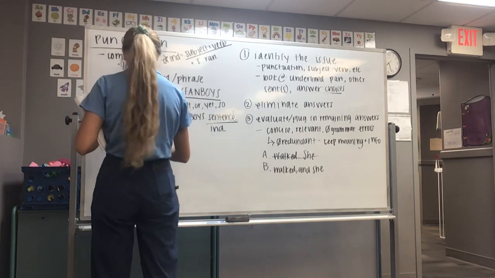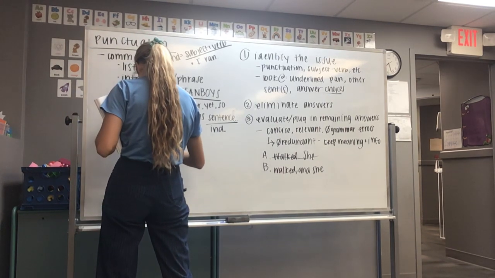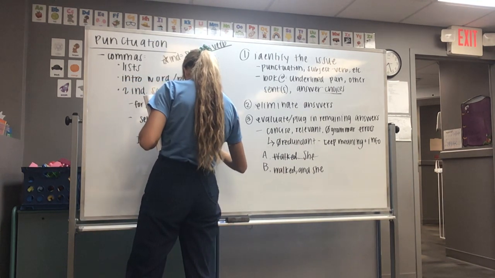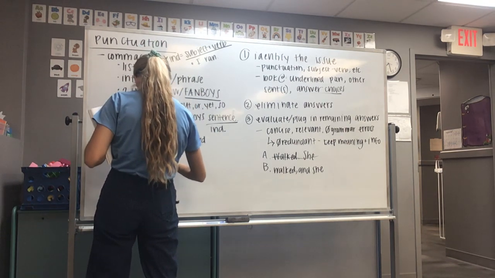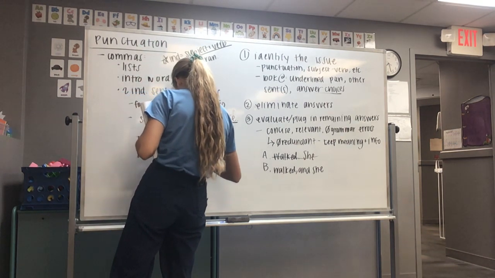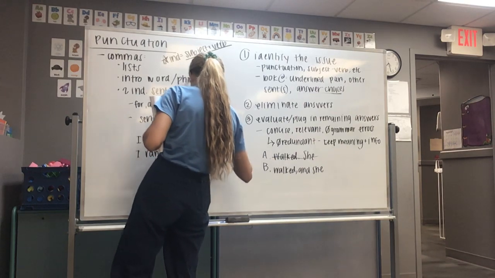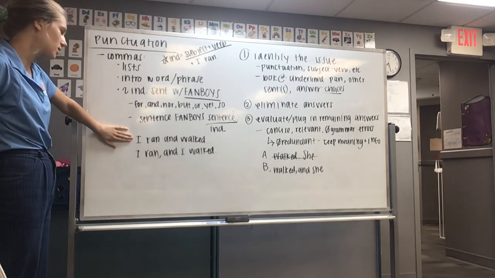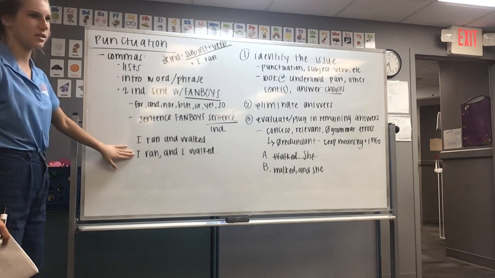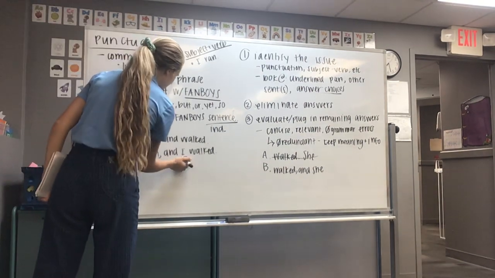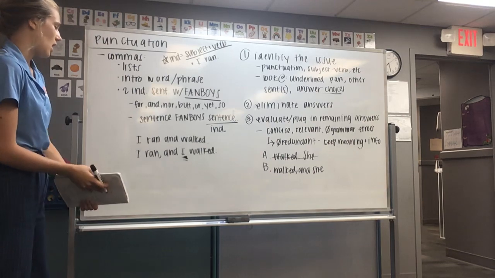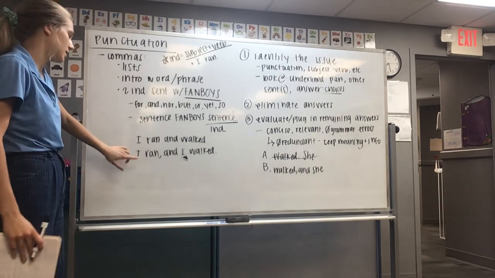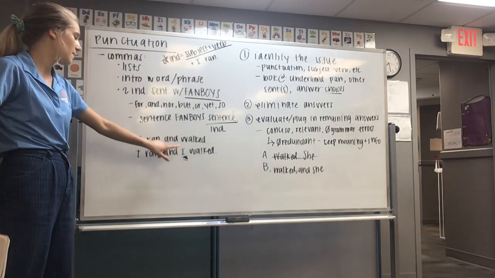So that would be like, we've got two sentences that basically say the same exact thing. First one is, I ran and walked. Next one is, I ran and I walked. So, just the difference that that subject makes, the majority of the time, you're going to see it with two independent sentences, which is super nice, because then you just need your comma and your FANBOYS.